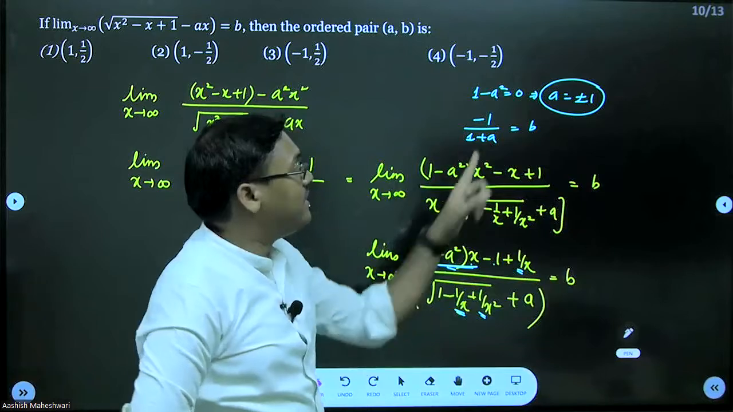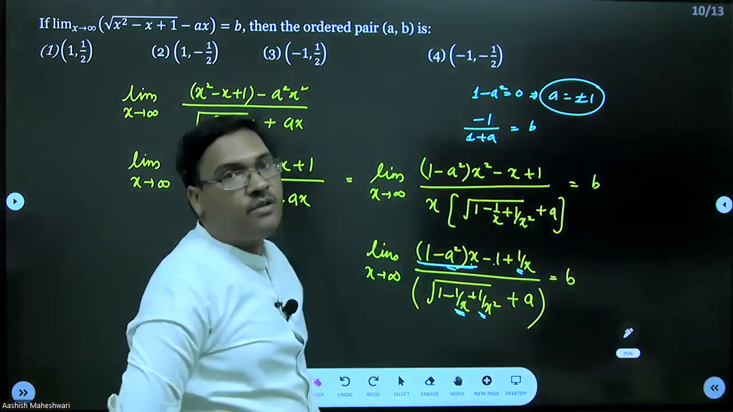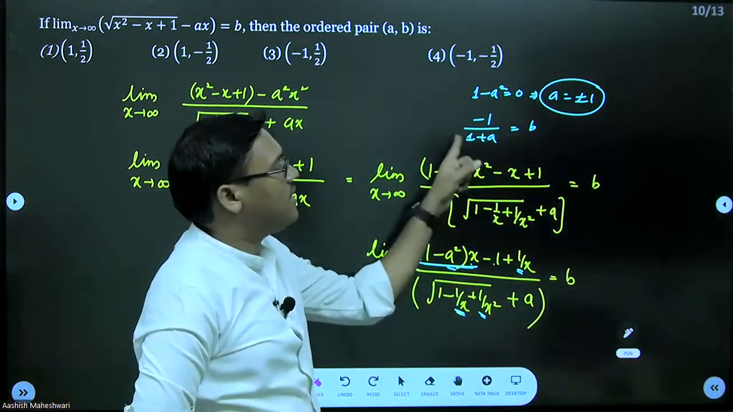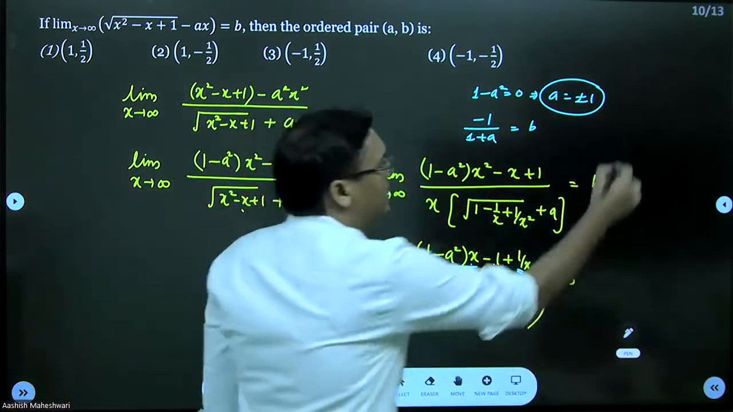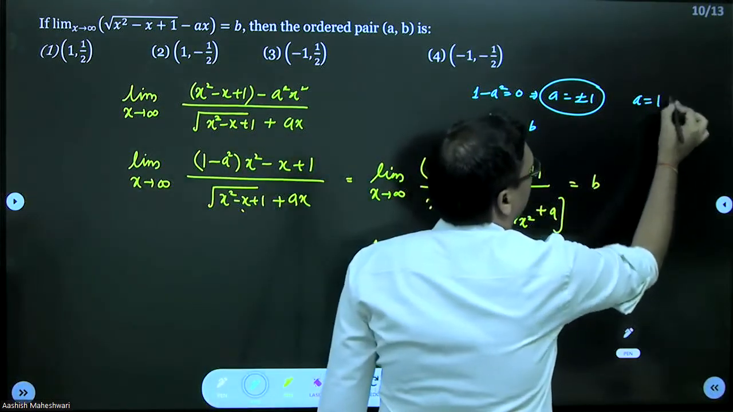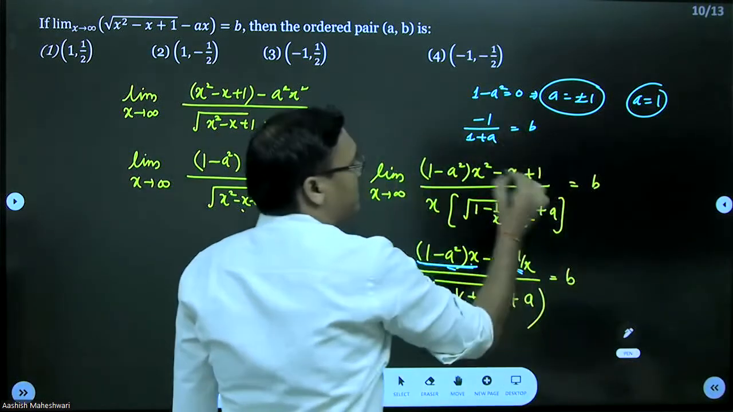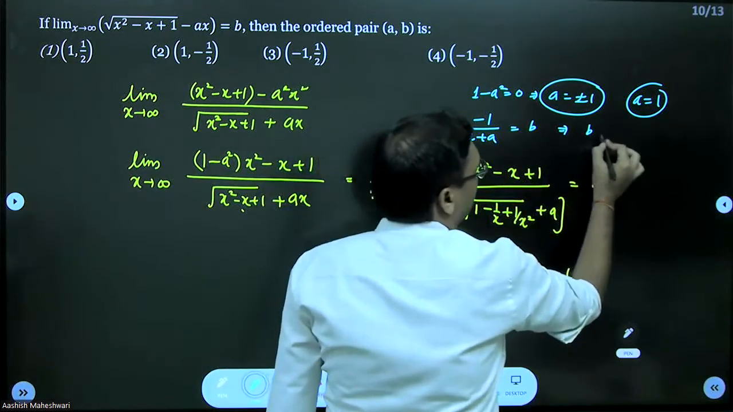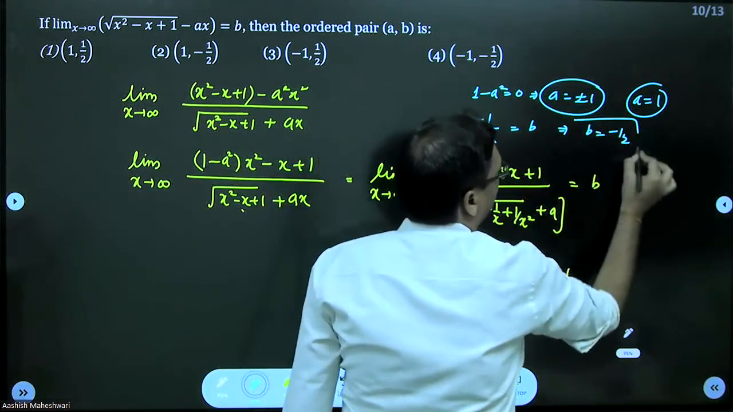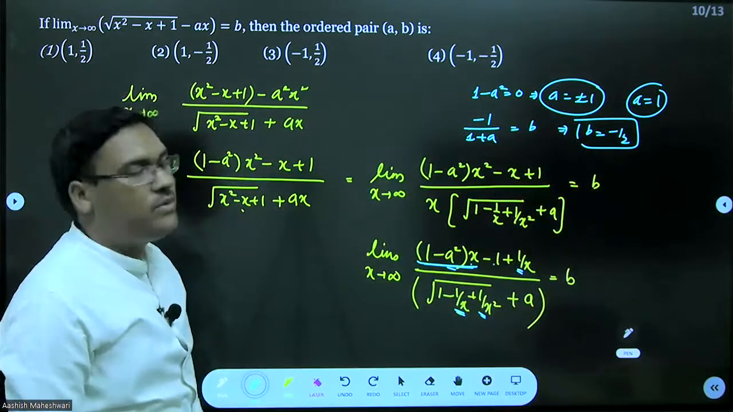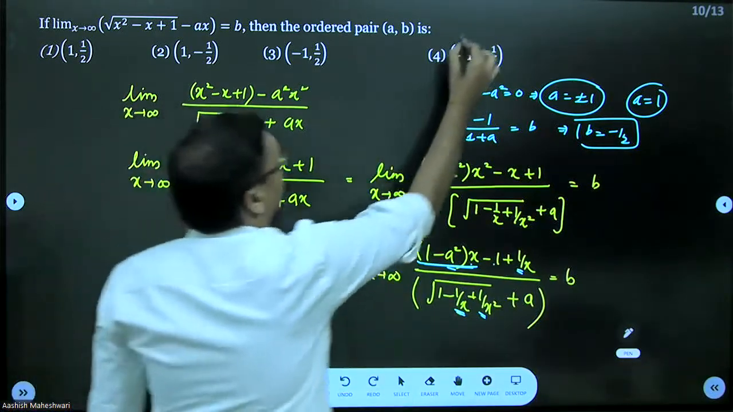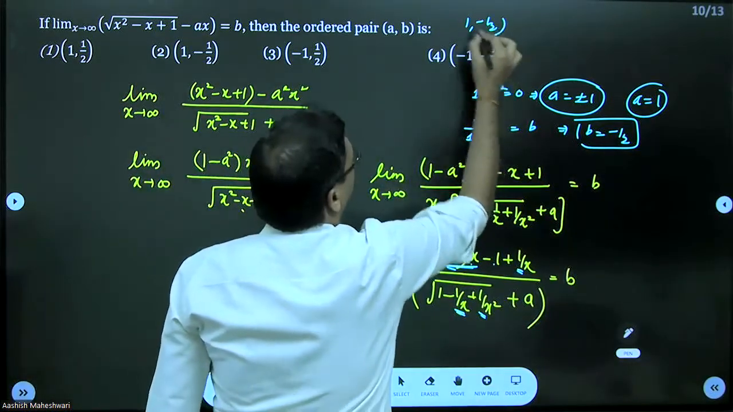Now again you can see a cannot be equal to minus 1. Why can a not be equal to minus 1? Because what will happen? 0 in the denominator. Again b cannot be a finite value. So a cannot be equal to minus 1. So a will be equal to 1. Now if a is equal to 1, what is the value of b? b is equal to minus 1 by 2. You can check this. The value of a is 1, b is equal to minus 1 by 2. So what is the ordered pair? This is 1 comma minus 1 by 2.